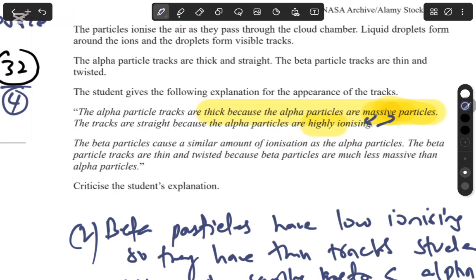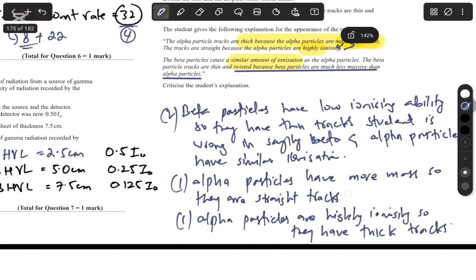And in the next part, beta particles actually don't have similar ionization to alpha particles. Alpha particles have more amount of ionization because alpha particles have more charge than beta particles. And then it says beta particles are thin, tracks are thin and twisted because they have much less mass than alpha particles. Well, here you can see it's kind of correct because it's saying that the tracks are twisted because they're less massive than alpha particles. So that's true.